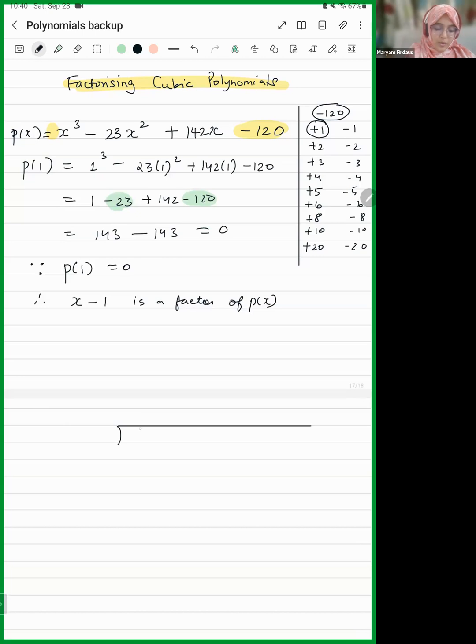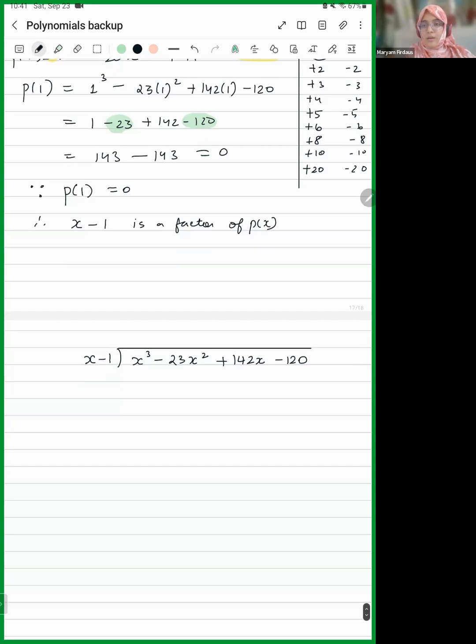Okay, so let's try the long division method. x minus 1 is a factor. That means p of x will be divided by x minus 1. So x cube minus 23x squared plus 142x minus 120, when you divide it by x minus 1, you are supposed to get something in the numerator.